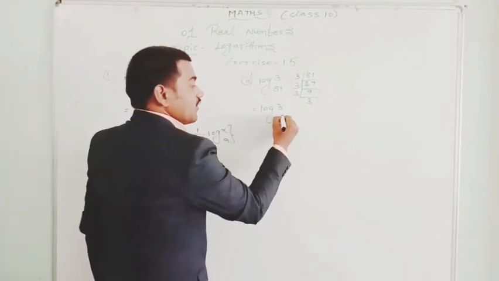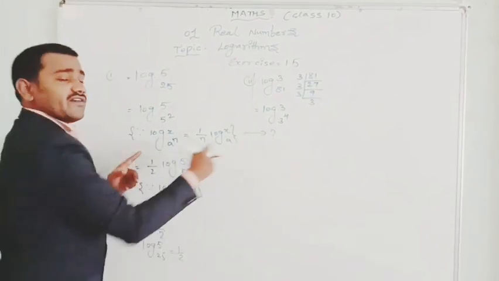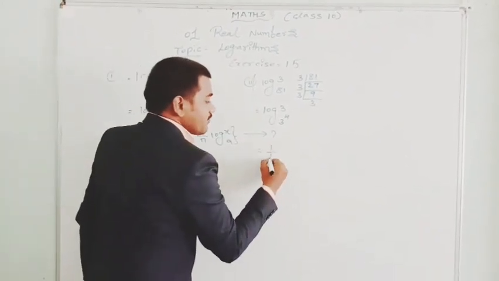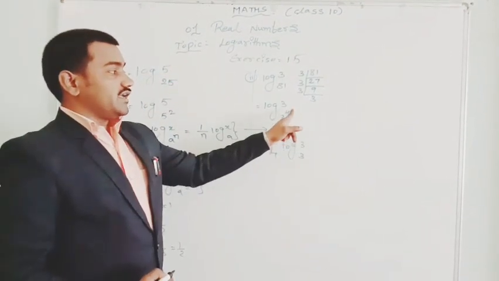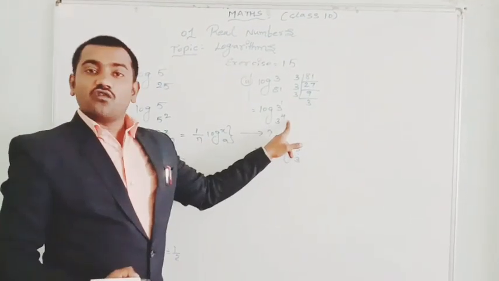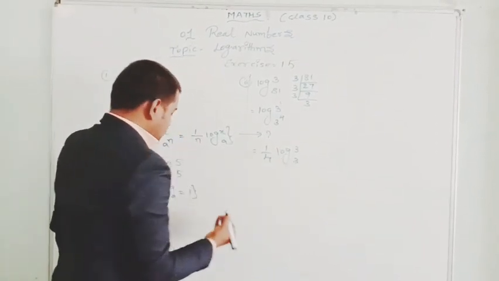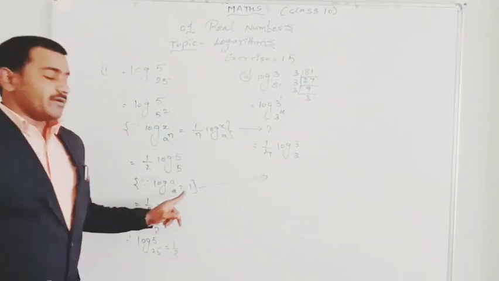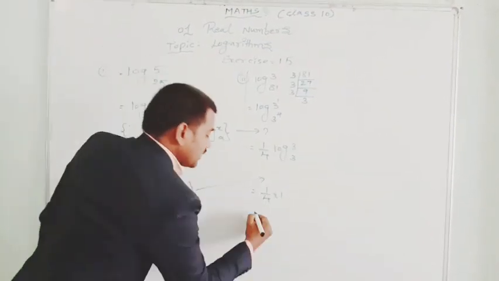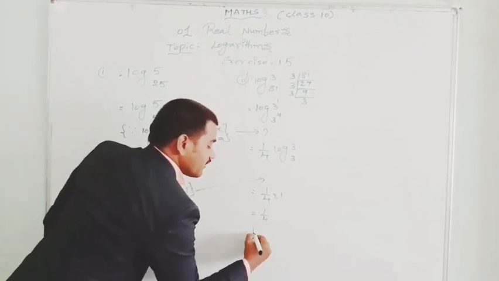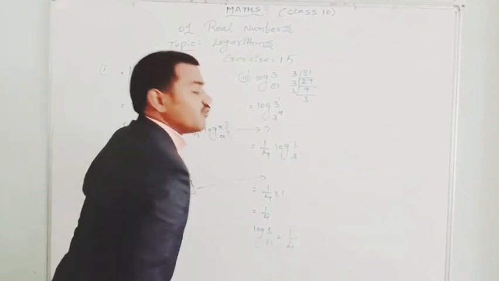So here we can write 3 to the power of 4, and the same formula we use here also, so that we get 1 by 4 of log 3 base 3. Here the power is 1 and here the power is 4. Log 3 base 3 equals 1, again by the same formula log a base a equals 1. According to that, we get 1 by 4 into 1, hence that equals 1 by 4. Therefore log 3 base 81 equals 1 by 4.